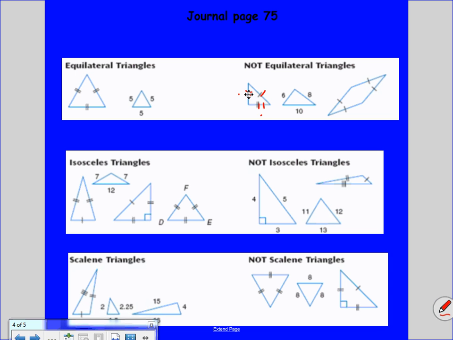This one's different, so it means it's not equilateral. Here we have some numbers, not the same length. Over here, that's not even a triangle. It has 4 sides, so that means that's not equilateral as well.